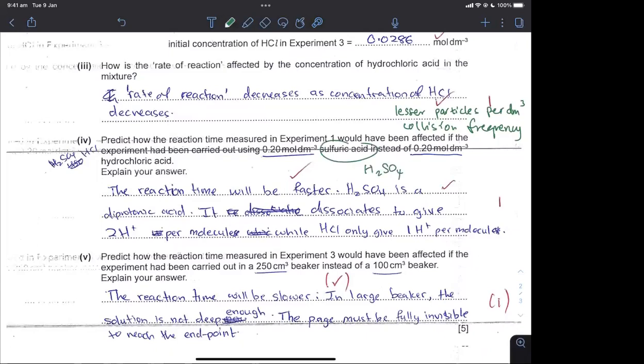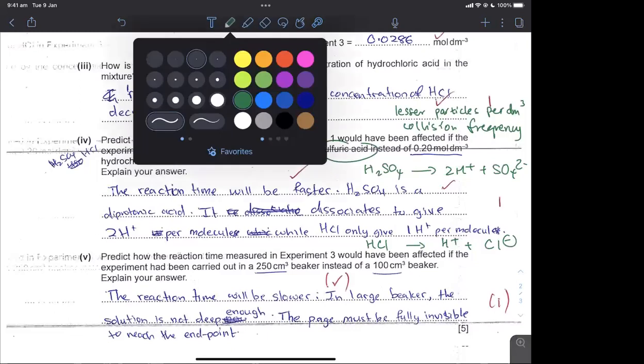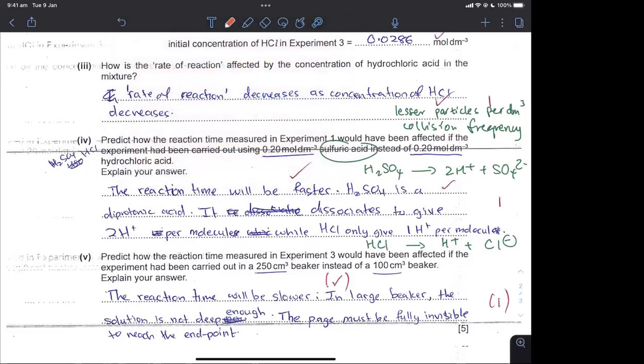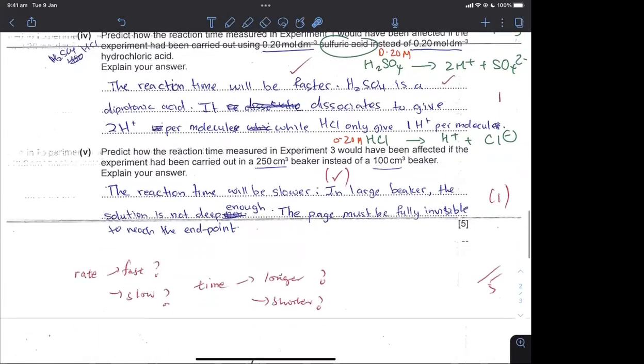And then the next one is about concentration. H2SO4 will give you 2H+ and SO4 2-. When you have HCl, that gives you 1H+ and Cl-. Of course, then we are talking about 0.20 molar H2SO4 and 0.20 molar HCl. So we will get more H+ per unit volume, therefore the rate is going to be faster.